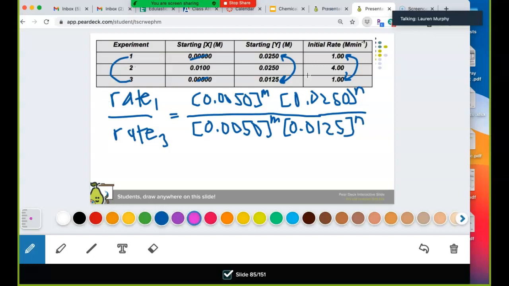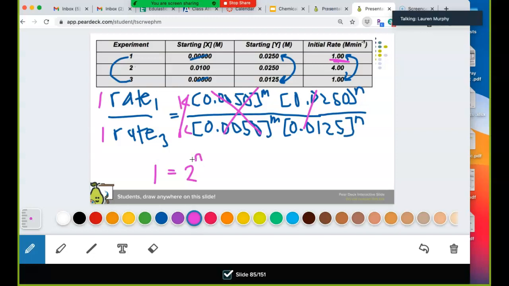So the rate from experiment 1 is the number 1. And the rate from experiment 3 is the number 1. So 1 divided by 1 is 1 equals, this cancels. Sorry, I keep forgetting my k's. That's my fault. But they cancel for right now, right? Rate equals 0.025 divided by 0.125. Just pretend these zeros are not here. 250 divided by 125 is 2.